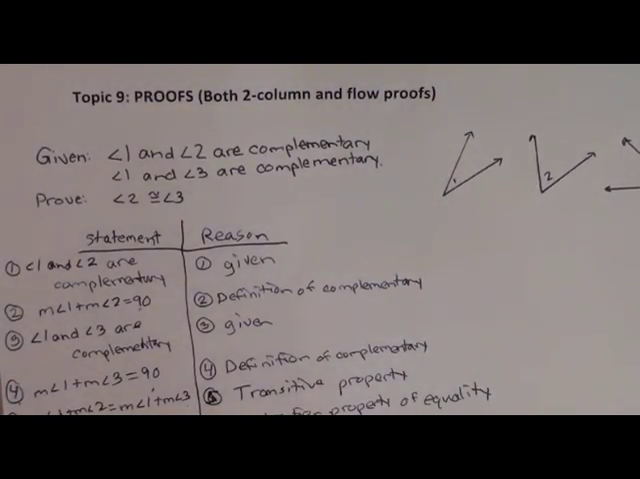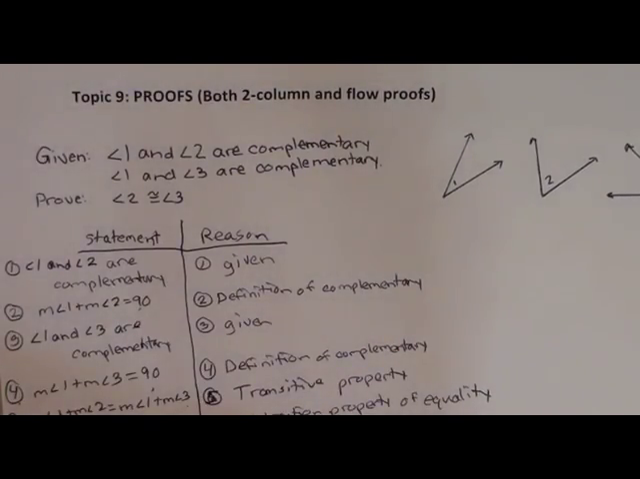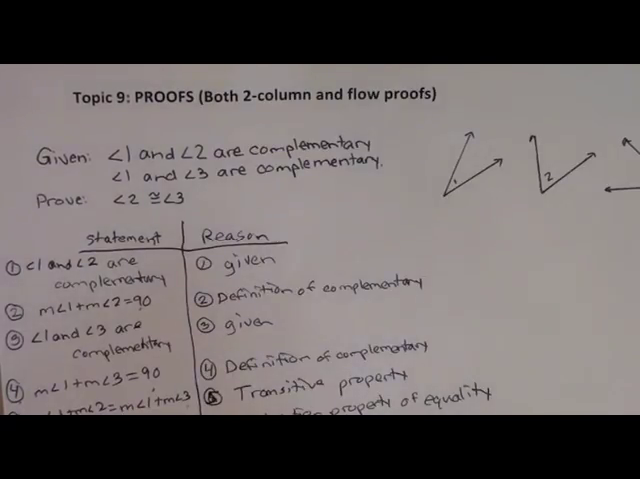If the measure of angle 2 is equal to the measure of angle 3, what does that mean? Well, that means that angle 2 is congruent to angle 3. And the reason for that is because of the definition of congruence. If angle 2 and angle 3 have the same measure, that means, by definition, what it means to be congruent, that angle 2 is congruent to angle 3.